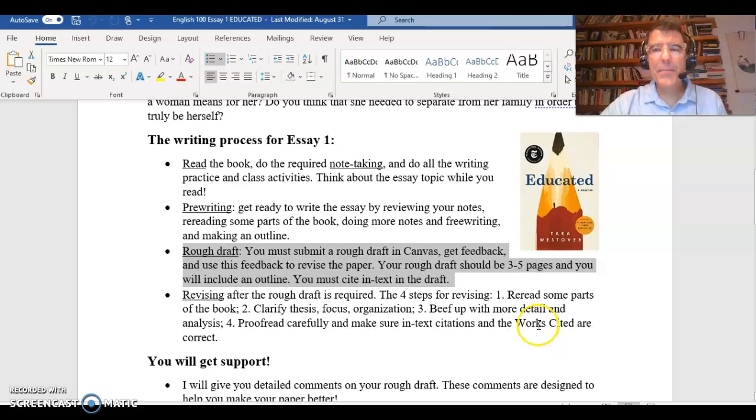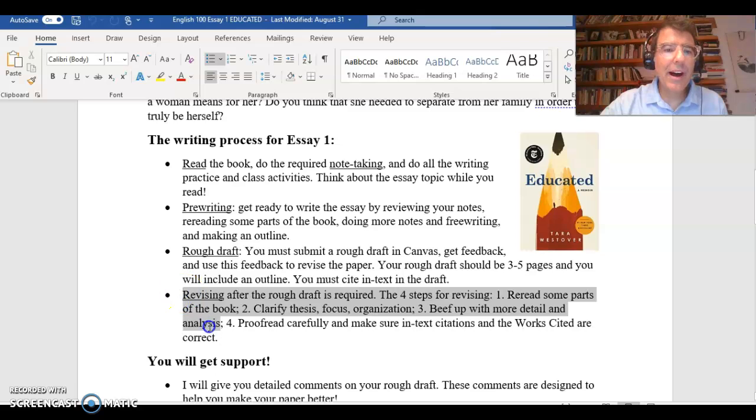and get feedback. You're going to get credit for this, but it's not graded. You're not getting a letter grade on the rough draft. The goal is to do your best, get some feedback from me, and then you'll revise it, make it better, and then you hand in the final draft. So the last phase is revising, which will be in a couple weeks. And we'll talk about revising when we get there. But this is the overall writing process. You read, you get ready to write, you revise, and then you hand in the final draft in week 7.